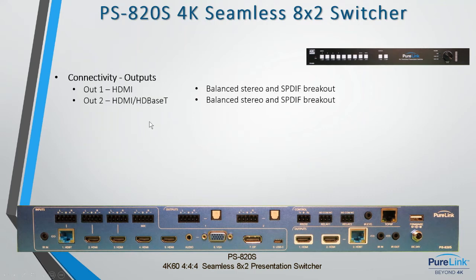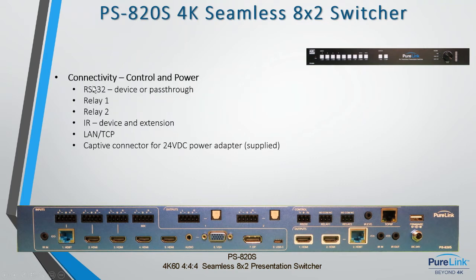So on the output side, you've got HDMI up to 4K 60 out on bus 1, and then out 2 you've got parallel HDMI and HDBaseT, both with breakout audio, which you'll see in the center top, where you can either have stereo balanced out or S/PDIF on bus 1 and bus 2.